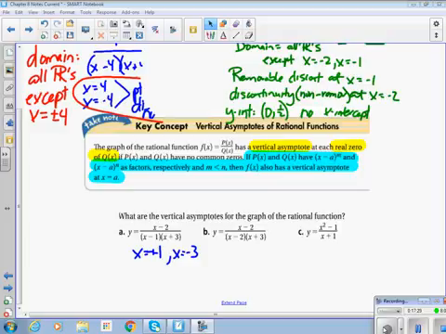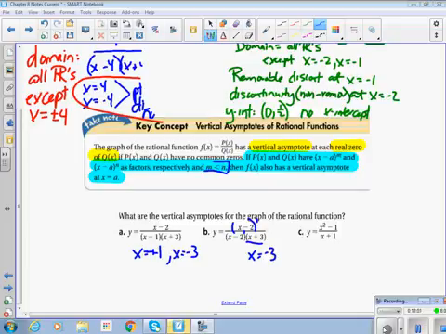All right, so let's take a look at B. It asks what the vertical asymptotes are for the graph of the rational function. We definitely have one at x equals negative 3 because I've got nothing that cancels out. It's not the same factor on the top and the bottom. But let's take a look at these ones. x minus 2 has a power of 1. The one on the bottom also has a power of 1.